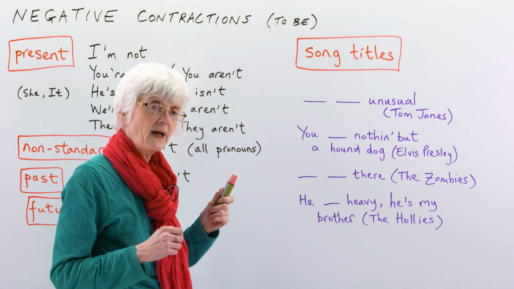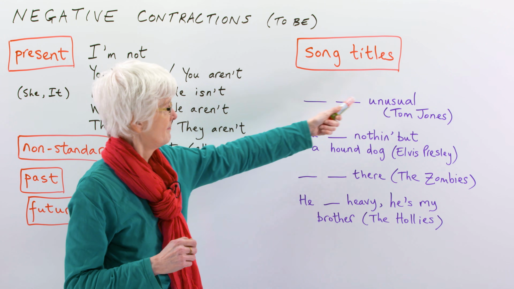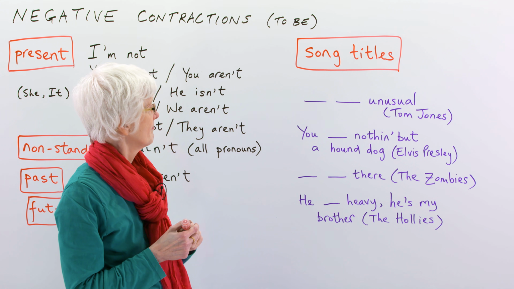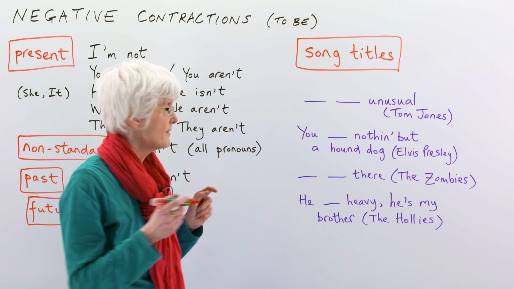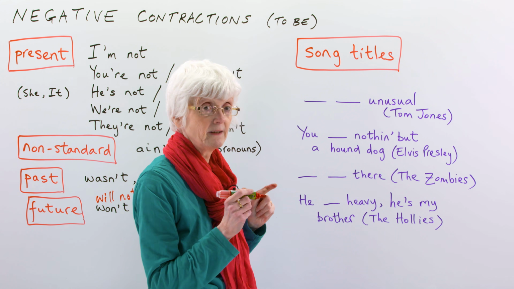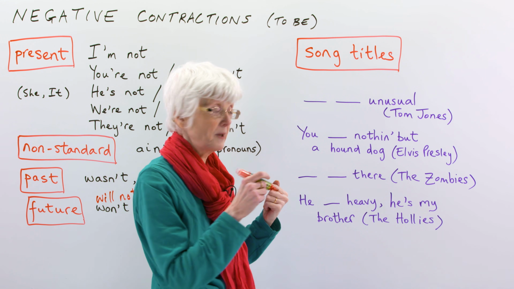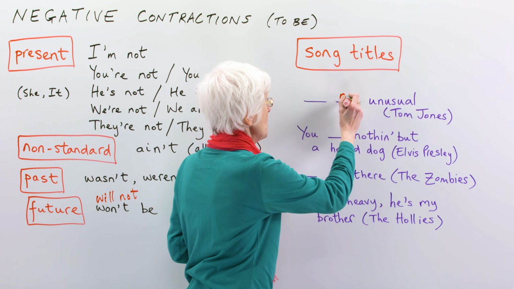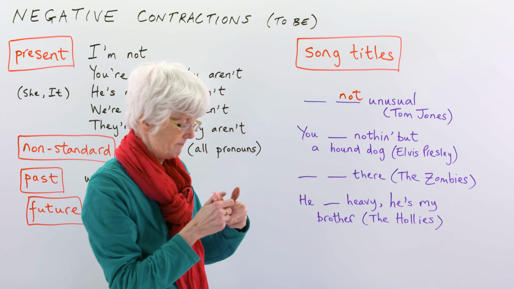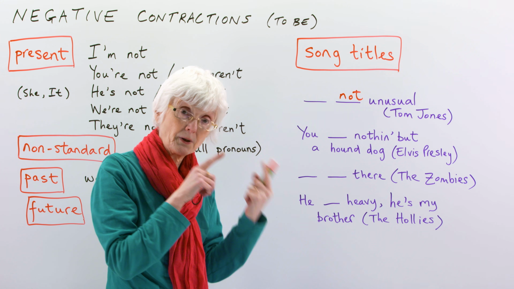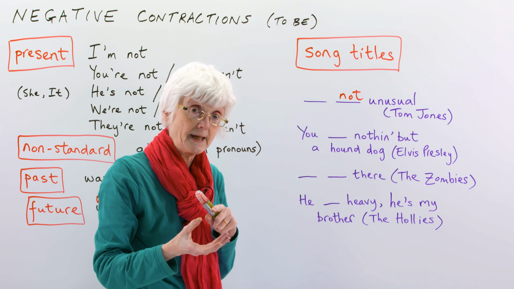So, have you guessed what these all are? Unusual. So, it's a negative. So, I'll put the negative in, just in case you haven't got it. The negative might help you with the other part. So, I'll put the not there. So, now we need a pronoun and the verb to be.